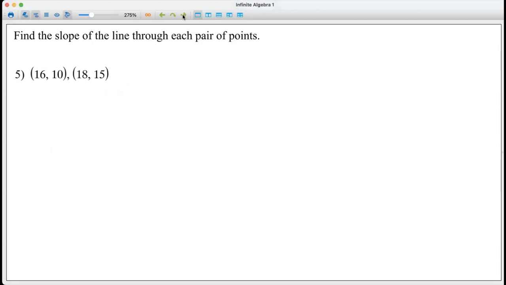All right, here we go. Determine the slope given 2 points. So this requires us to use the formula. The formula for slope, m for slope, is m equals y2 minus y1 over x2 minus x1. This will take longer to do than it will to do the problem.